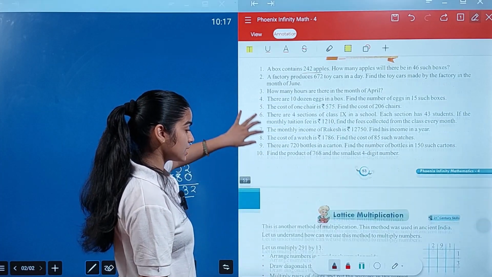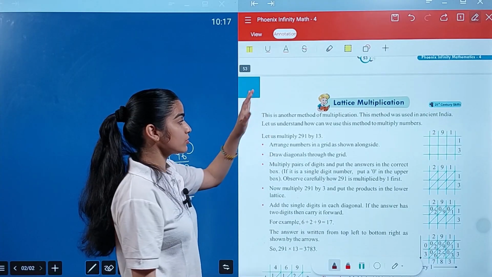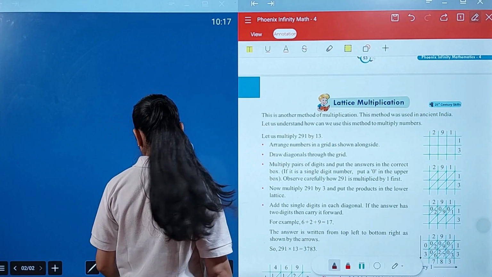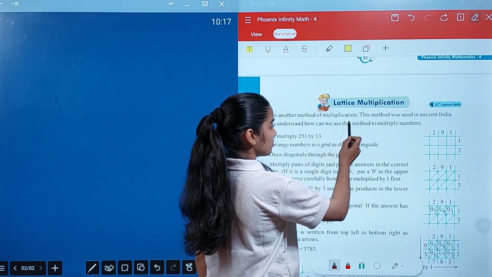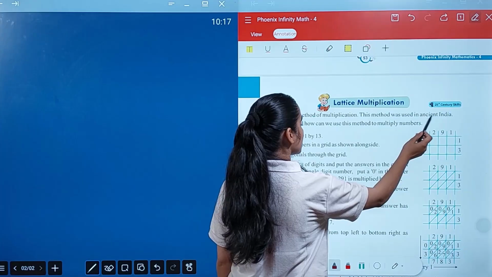in this exercise, and then you have to move forward to the lattice multiplication. Now, what does mean by lattice multiplication? This is another method of multiplication. This method was used in ancient India.